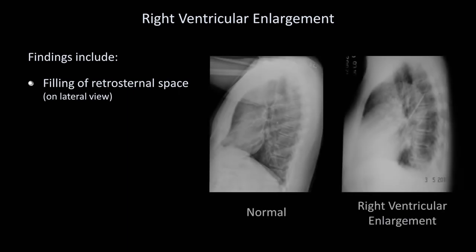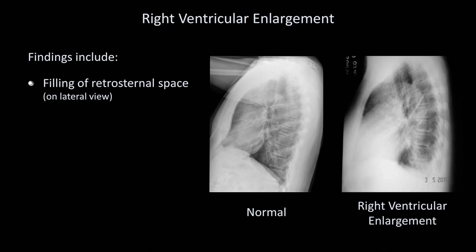Consider these two lateral films. I've included a normal one for comparison. And examine the retrosternal space, that is the 1 or 2 centimeters directly behind the sternum in the mid-chest region. In the normal film, this will be relatively lucent. However, as the right ventricle is the most anterior of the cardiac chambers, as it enlarges, it begins to occupy this space.